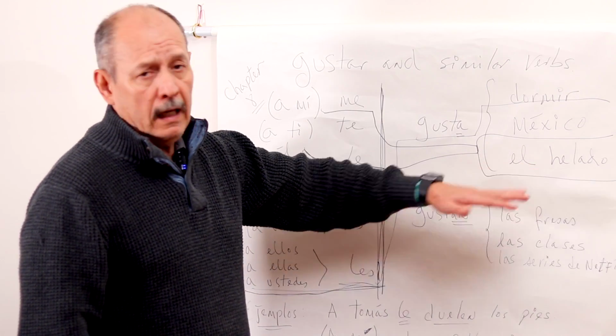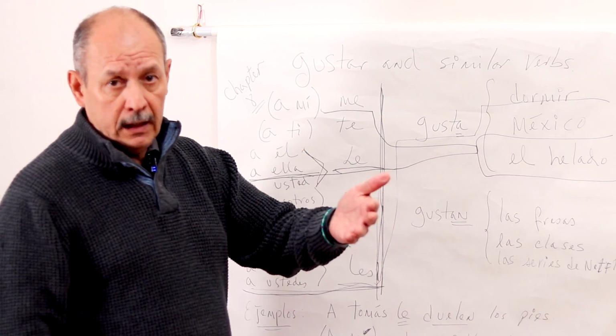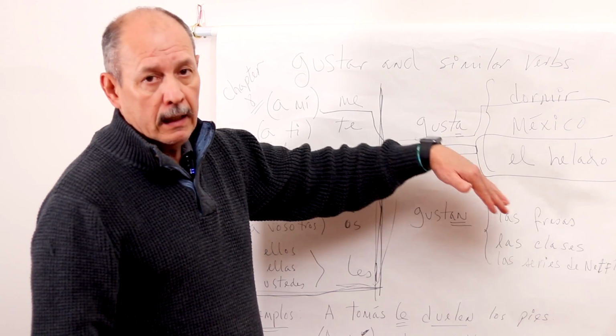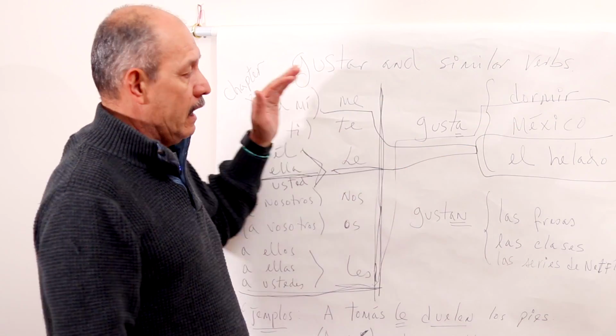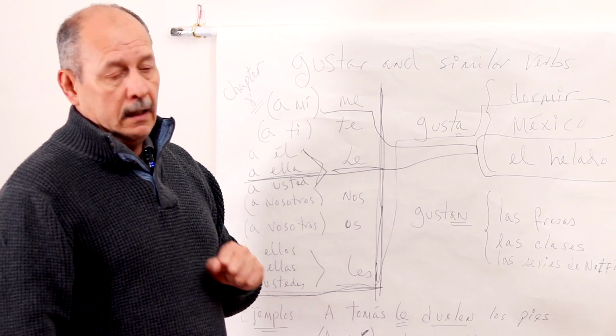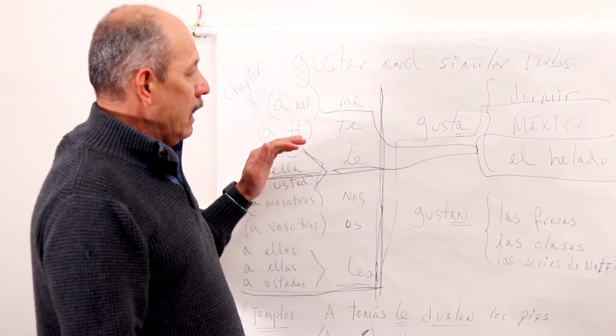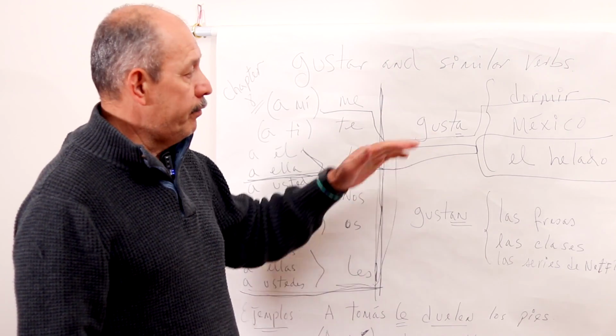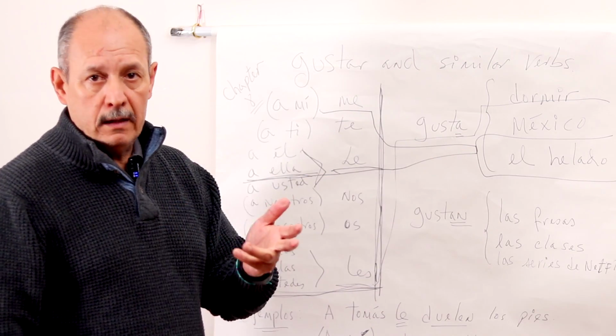If you don't like helado, but you like el té, tea, right? You can say, a mí me gusta el té, a mí me gusta el café, a ti te gusta la pizza, a él le gusta la fruta, and so on and so on and so on, right?